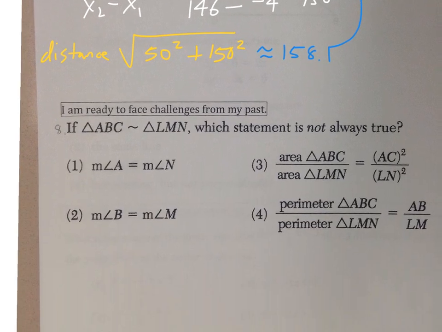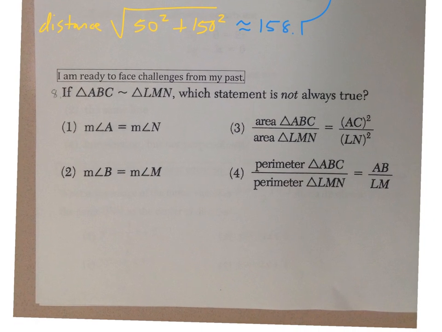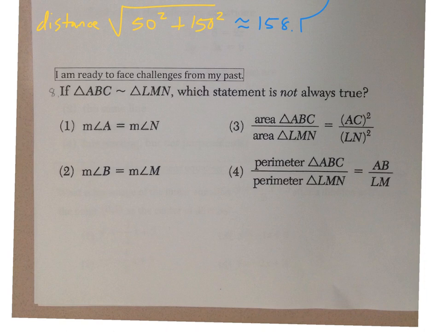All right, and then looking at some challenges from the past. It says that there are similar triangles. Okay. Which statement is not always true?